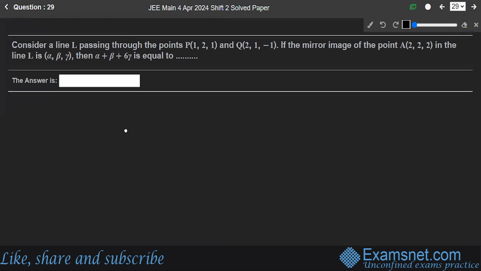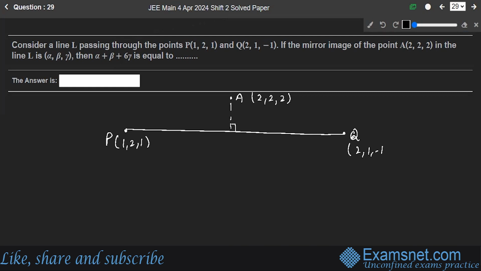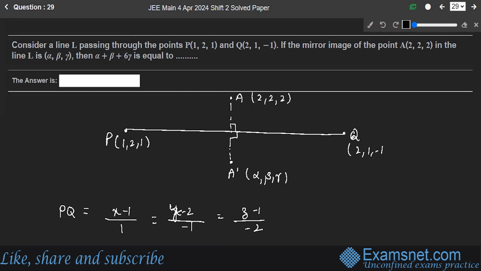Fine. So here is the line, P, which is having the coordinates 1, 2, 1, and this is Q, 2, 1, minus 1. Let's say this is your point A, which is having the coordinates 2, 2, 2, and this is the mirror image of A. That's A dash, given by the coordinates alpha, beta, and gamma. So the equation of PQ can be stated as x minus 1 upon 2 minus 1, which is 1, y minus 2 over 1 minus 2, which is minus 1, and z minus 1 over minus 1 minus 1, which is minus 2.